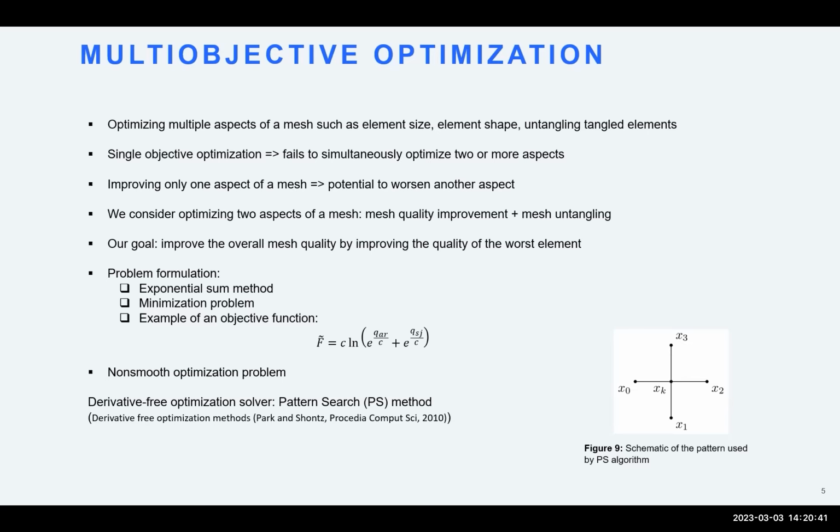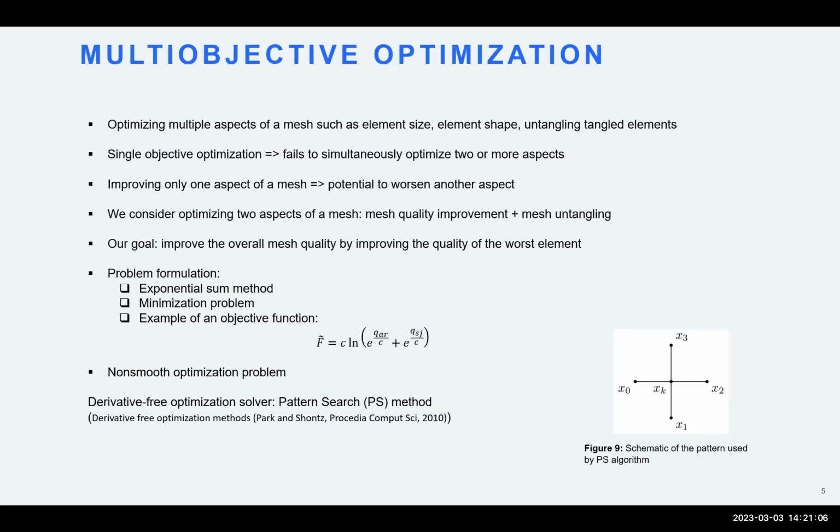To address that, we want to put together different aspects of a mesh using different quality metrics for those aspects, to make sure that we improve not only one aspect, but multiple aspects of the mesh, so that there would be a compromise between those different quality metrics that are used in the method.